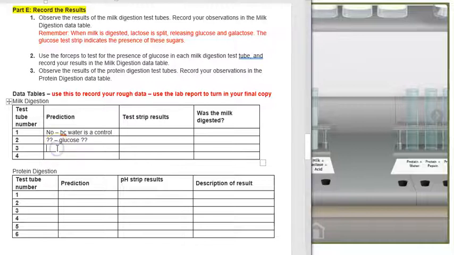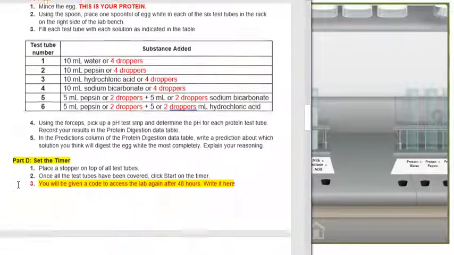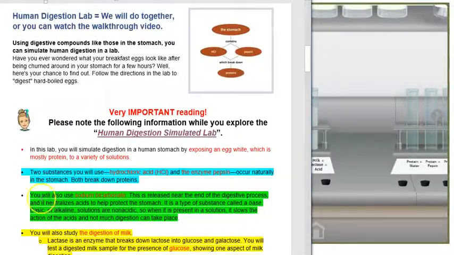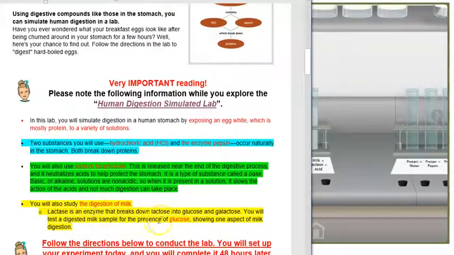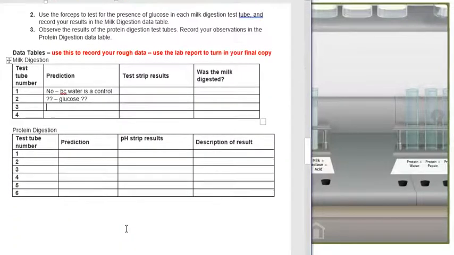All right, and then 3 and 4 both have the presence of this special enzyme called lactase. And when you read your background up here, it explained that lactase is an enzyme that breaks down lactose into glucose and galactose. So we're going to test this milk sample for the presence of glucose. If there's lactase present, then glucose will be produced. So I'm just going to say lactase is present.